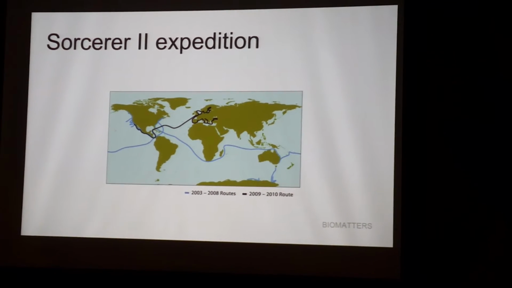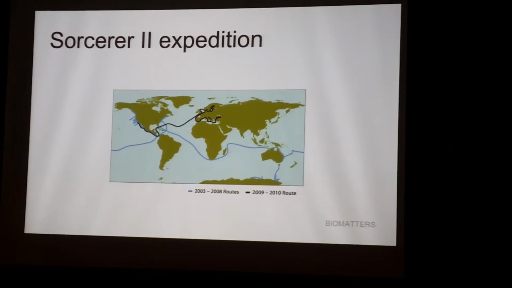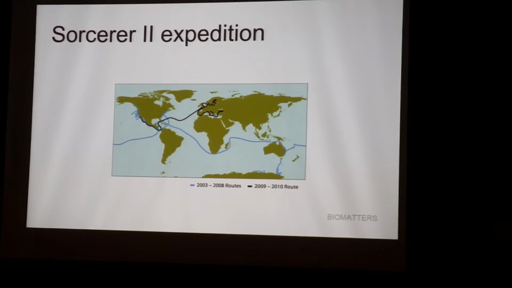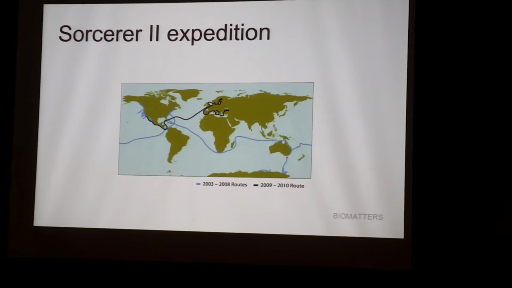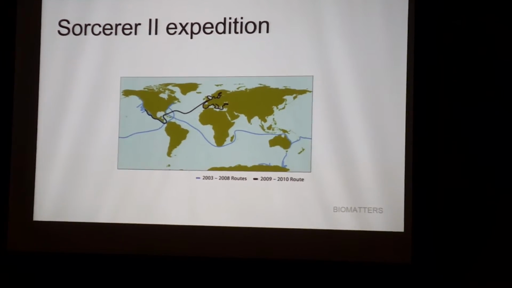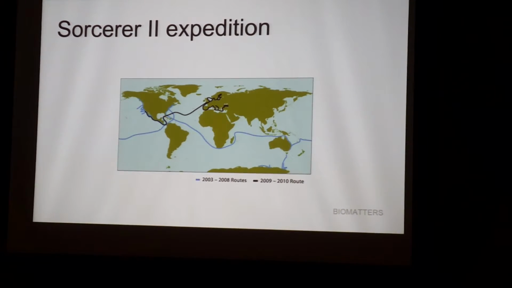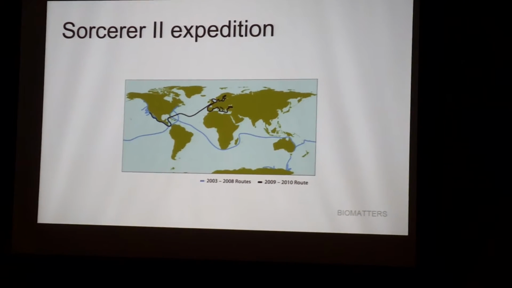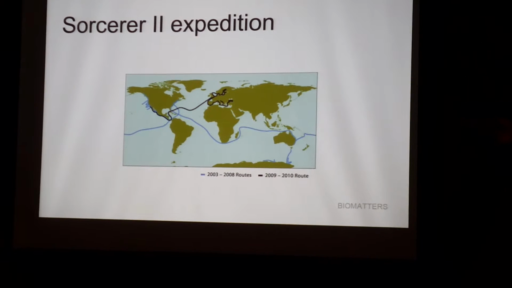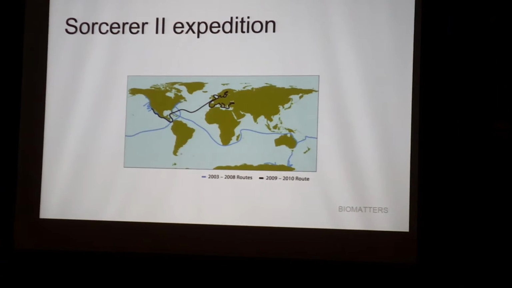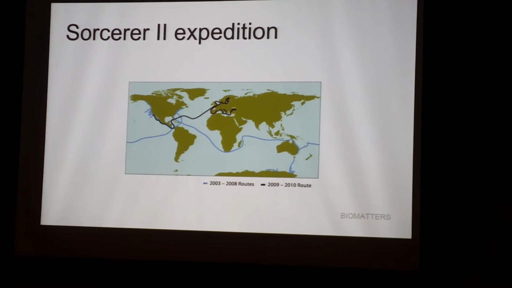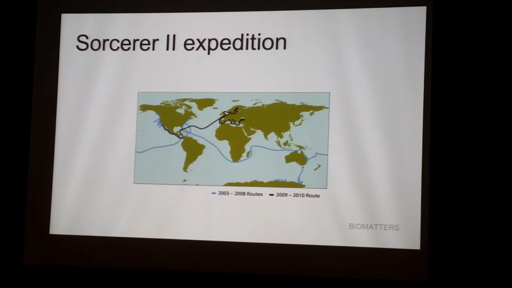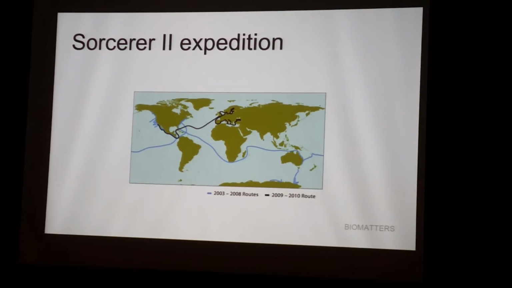This is a map of the expedition. The main thrust was to collect the samples and use 16S rRNA to figure out the species structure as well as the diversity of the environmental samples, using fragments to figure out metagenomics. Not sure if you can see in the back, the blue line was the original expedition, from 2003 until 2008, and the black line is the second route, 2009 to 2010. It did a really good job of capturing a lot of the biodiversity.